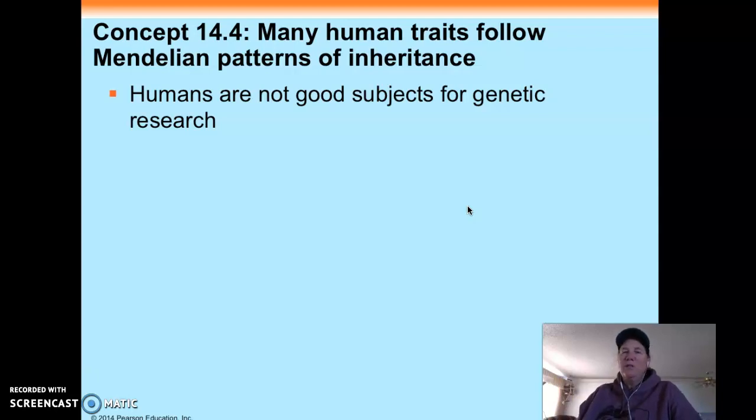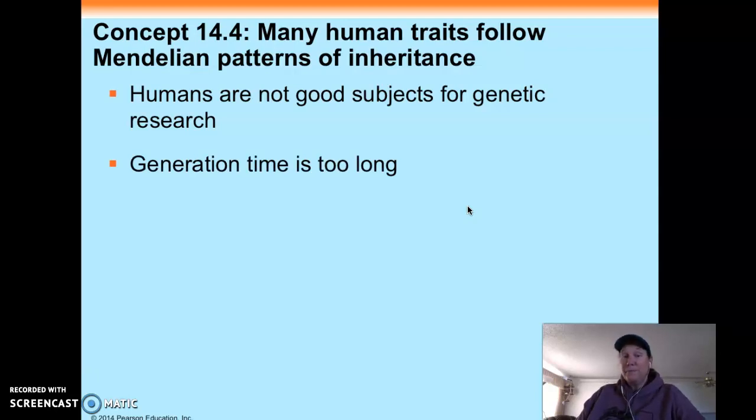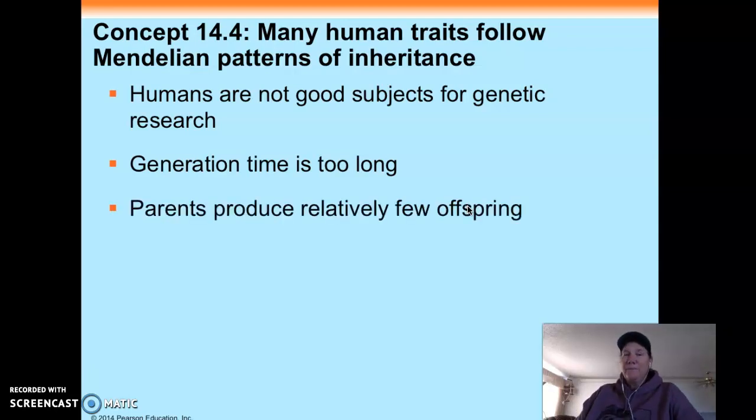Things to remember about research: humans are a horrible subject for genetic research. The generation time is pretty long. It takes nine months to have a child, and then you have to wait for that child to grow up if you want to check what kind of offspring they'll have. Most of the time, genetic research looks at what's already out there. You don't cross two people and say, you have that trait and you have that trait, I think you need to have a baby so we can check out what happens. You just don't do that.